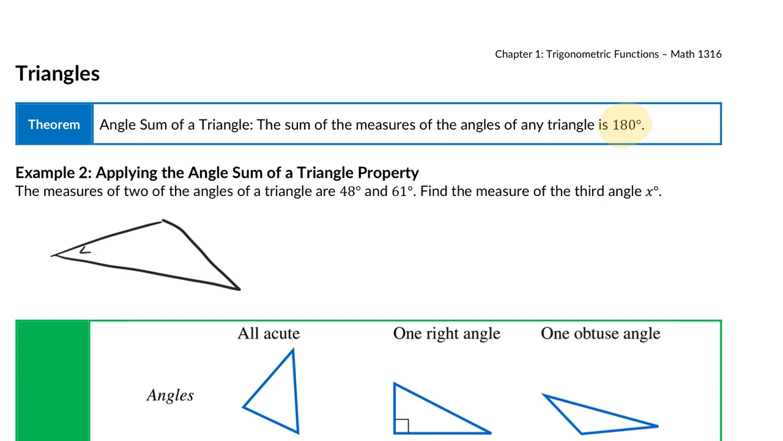We have 48 degrees right here and 61 degrees right here. It's not drawn to scale, just letting you know that. If we know that all of the angles in a triangle have to add to 180, what can I do to solve for that missing angle?